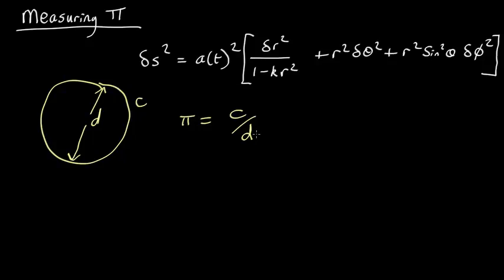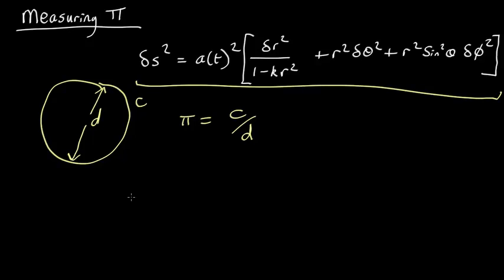We could map out a circle by getting a whole bunch of points some distance r, d over 2, out from the center, and then go all the way around the edge and measure the circumference and take the ratio of the two. Well, let's calculate what we'd get if we assume that this Robertson-Walker metric is correct.